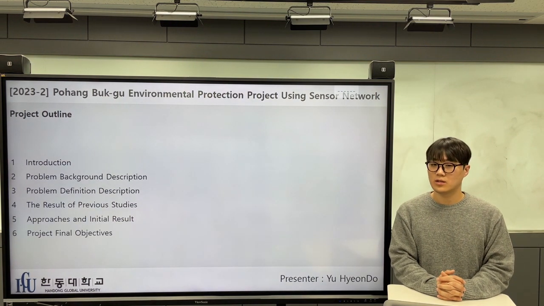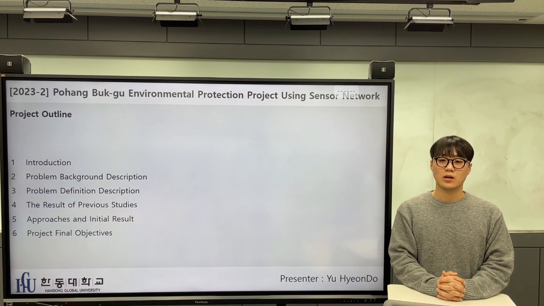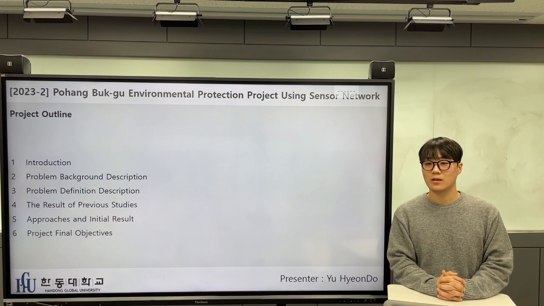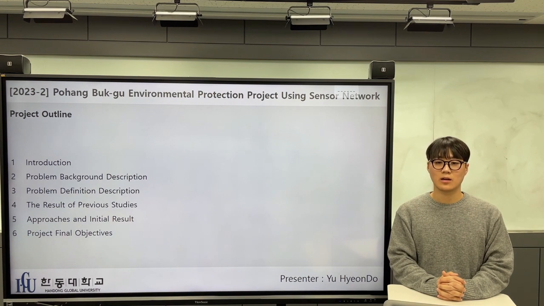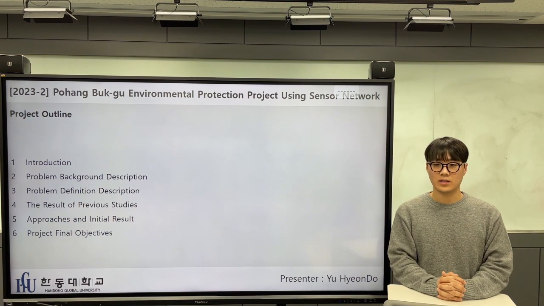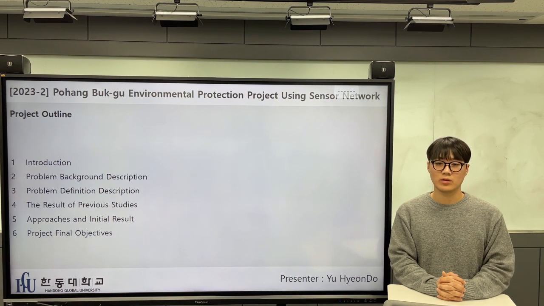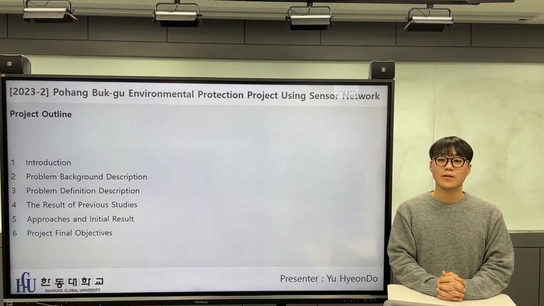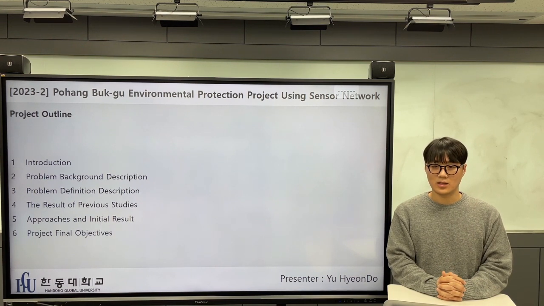Next. The presentation order is as follows. Here is our following presentation outline. First, introduction. Second, problem background description. Third, problem definition description. Fourth, the result of previous studies. Fifth, approaches and initial result. And for the last, project final objectives.